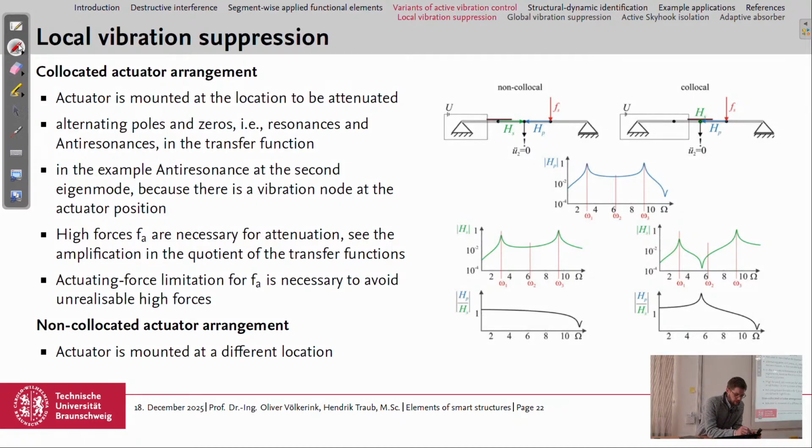And we can see that due to this anti-resonance here, we are in a node of the eigenmode of the vibration. We have a peak here in the fraction of the transfer functions, and this means that we need really high forces in this arrangement to calm down the structure at this point for this frequency near the second eigenfrequency.